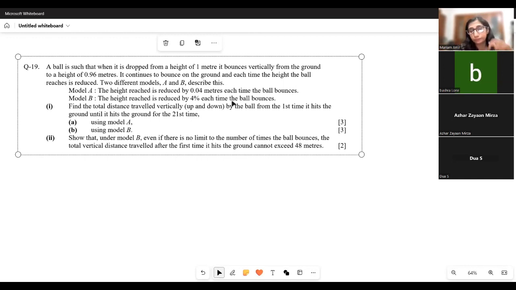So this is an AP. Every height that the ball bounces back is 0.04 less than the previous one. And under model B, the height reached is reduced by 4% each time the ball bounces. So a 4% reduction means 96% of the previous value. So model B is a GP. Find the total distance traveled up and down by the ball from the first time it hits the ground until it hits the ground for the 21st time.